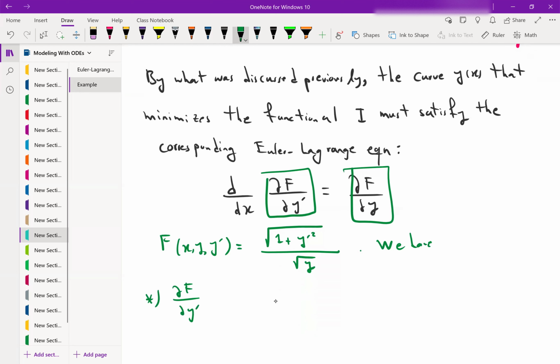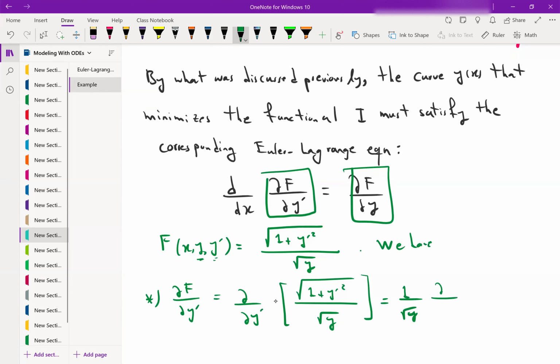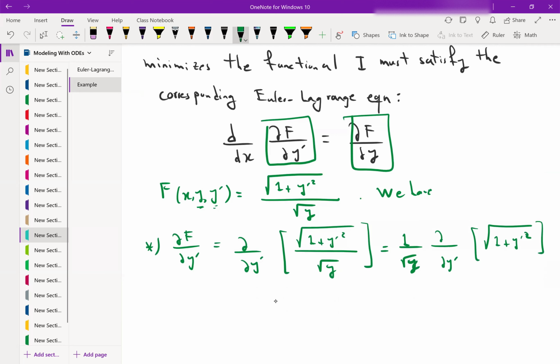Partial f partial y prime is equal to partial y prime of the square root of 1 plus y prime squared divided by the square root of y. When you are taking the derivative with respect to y prime, we are treating y and y prime as independent things. So 1 over the square root of y is a constant. I can bring it out. I will have partial y prime of the square root of 1 plus y prime squared. This is good practice for calculus, refreshing your memory of rules that you learned in calculus.